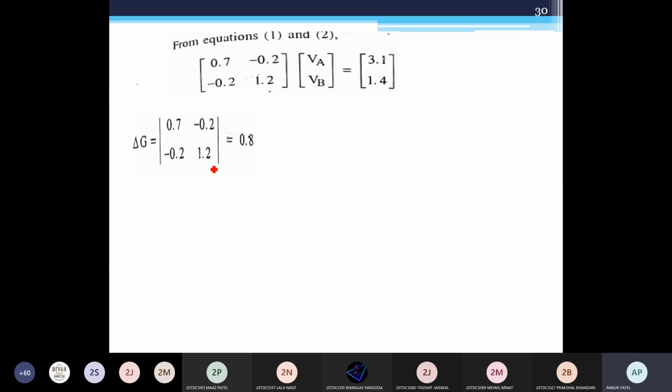Delta G1: just replace the first column by this current value. The answer is 4. For delta G2, replace the second column by this current value. The answer is 1.6. So just get the remaining answers in the same way.